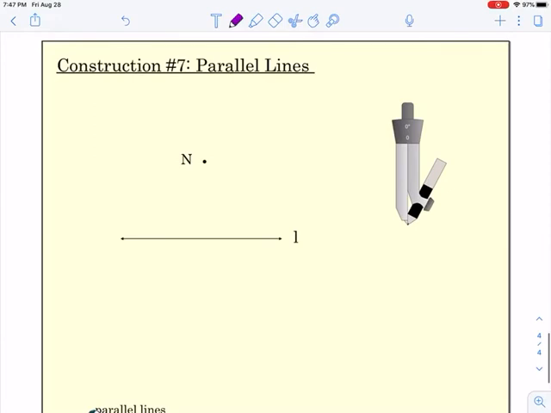This is the last construction. Construction number 7 is going to be parallel lines. And again, what you're looking at right now on your screen with a line and a given point is usually what you're going to be given. The video that I'm going to pull in, the gentleman in it is starting completely from scratch and drawing his own line and his own point, which is fine. It's just going to take him a second to get to the fact that you have already a line and the point in front of you.